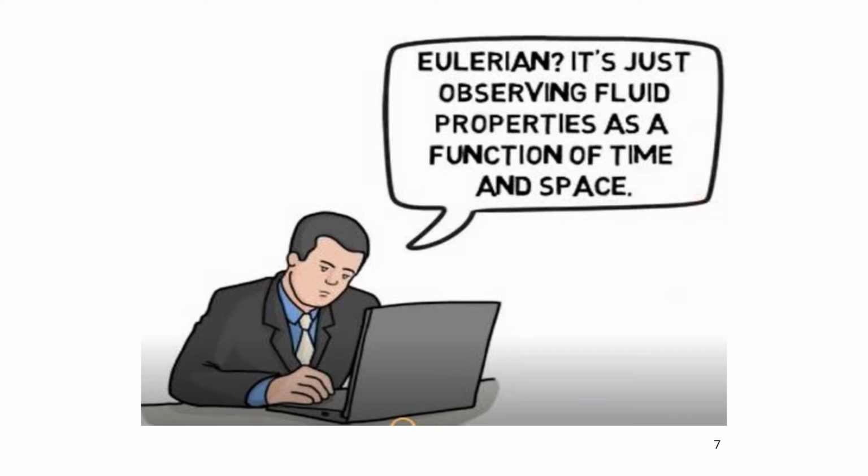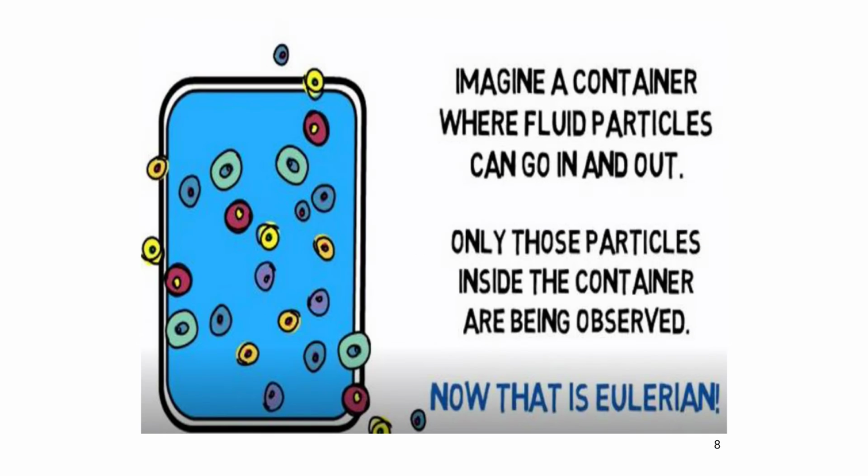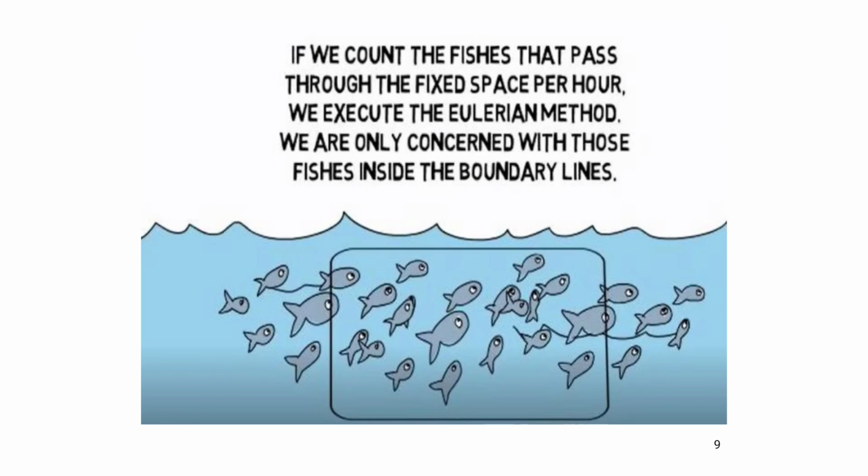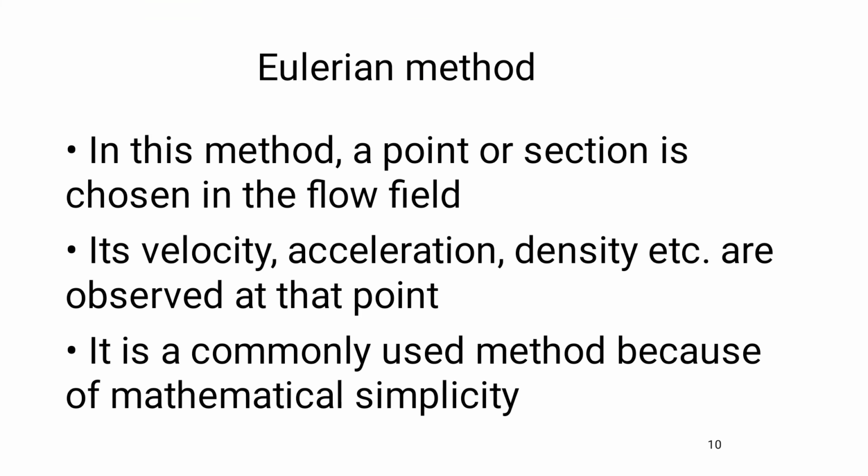Eulerian: it's just observing the fluid properties as a function of time and space. Imagine a container where fluid particles can go in and out. Only those particles inside the container are observed. Now that is Eulerian. If we count the fishes that pass through a fixed space per hour, we execute the Eulerian method. We are only concerned with those fishes inside the boundary lines.